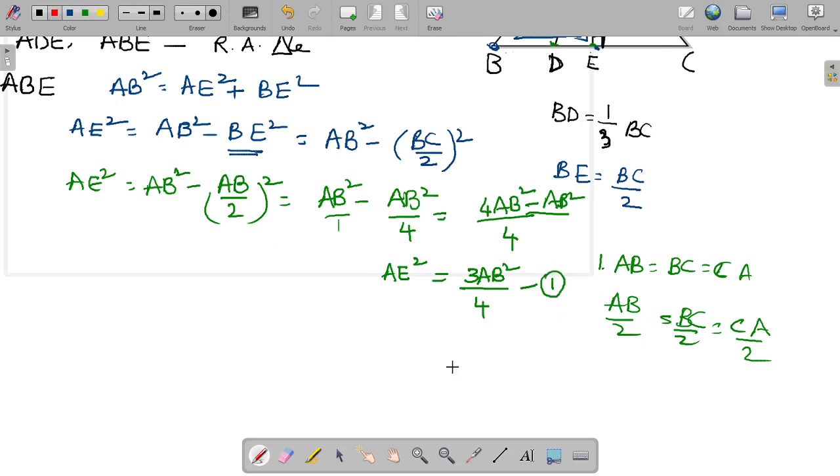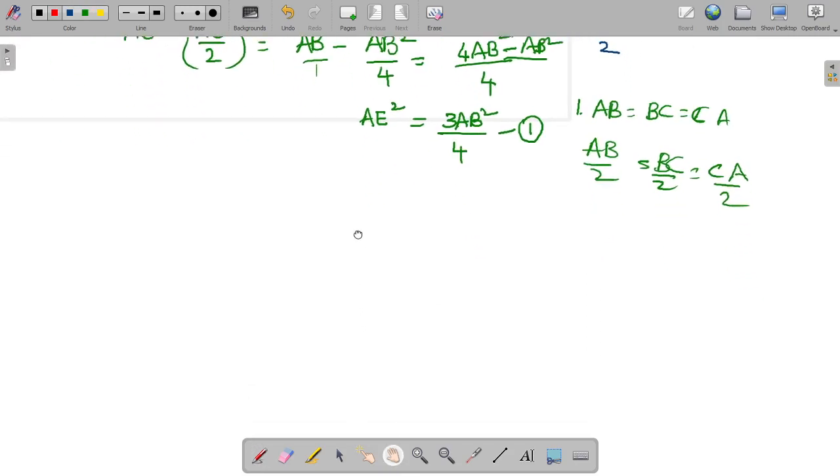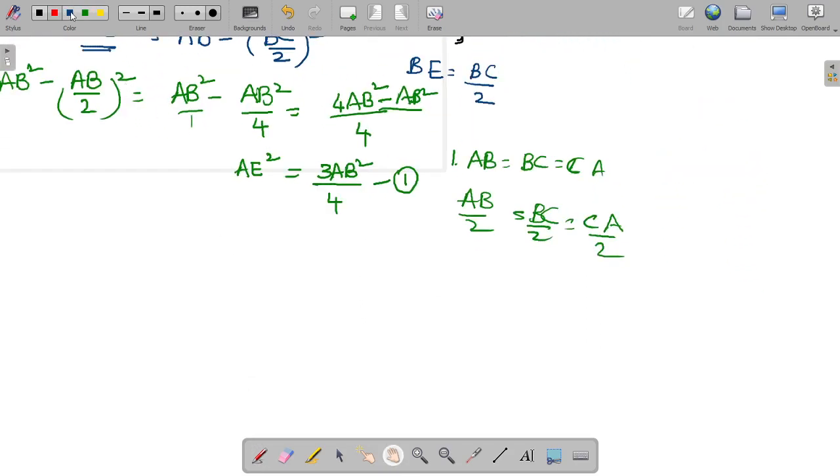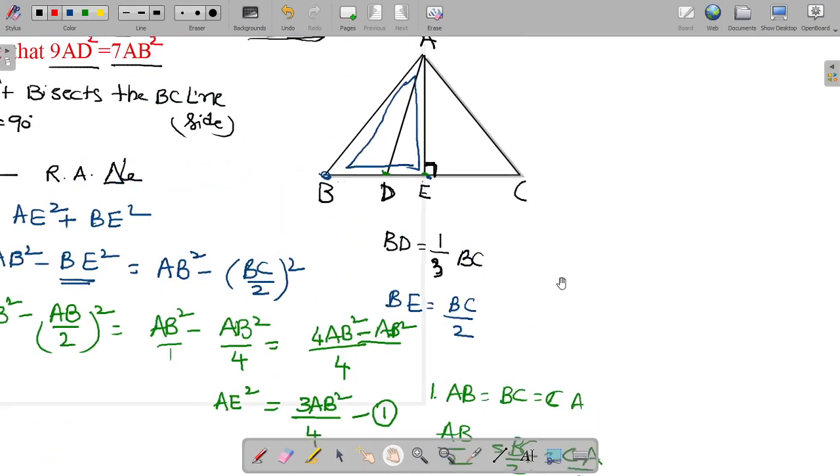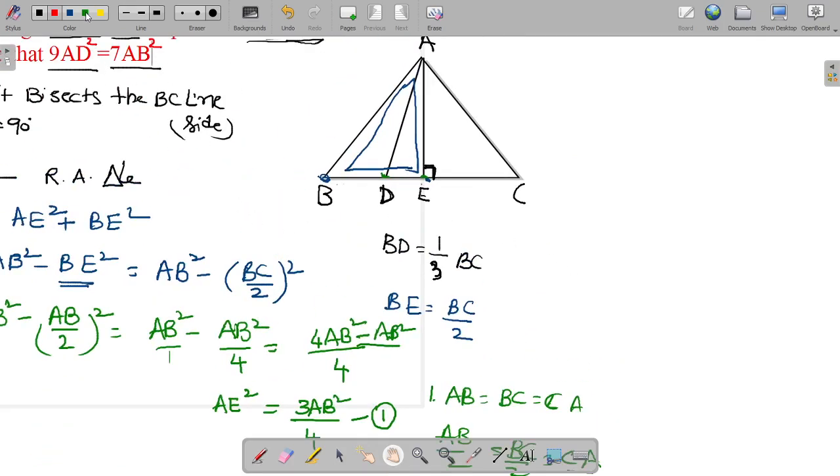After that, take the triangle ADE. This is right angle triangle ADE. I separately draw it here.